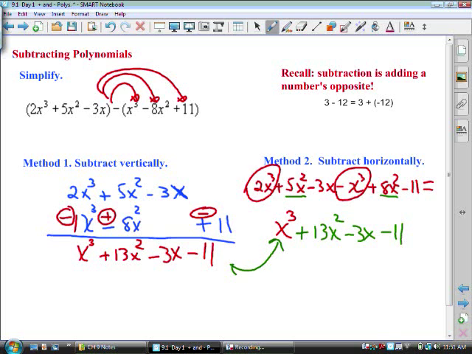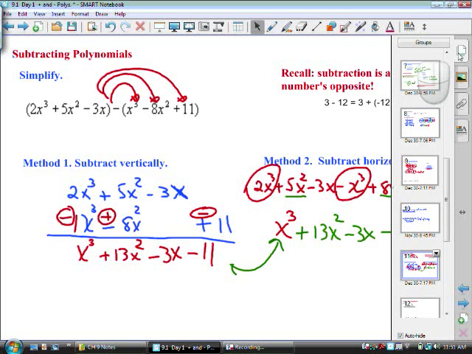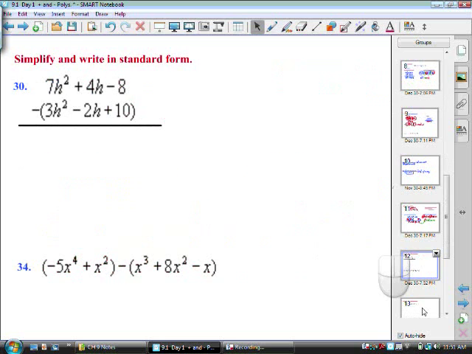And I find that after a while, most people like to do it horizontally, distribute it, thinking of it as though there was a negative 1 times everything. You can see where the rule comes from. Subtracting is the same as adding the opposite, and it works with the polynomials.